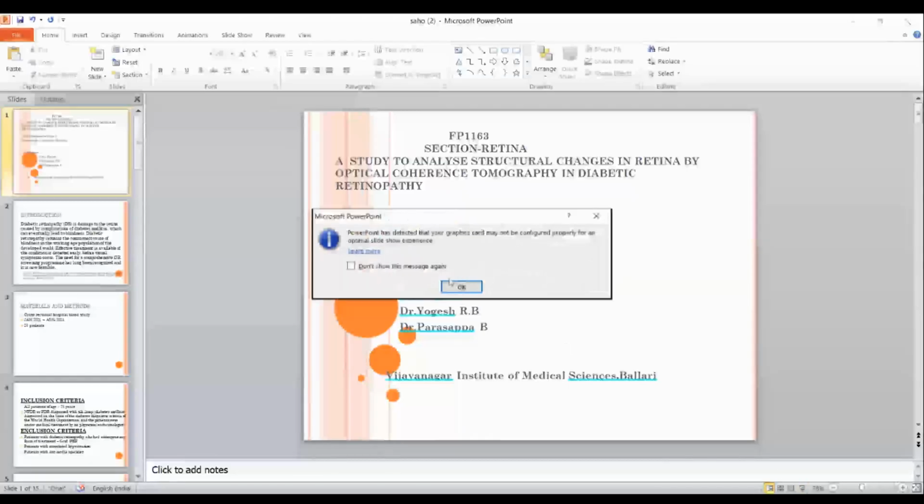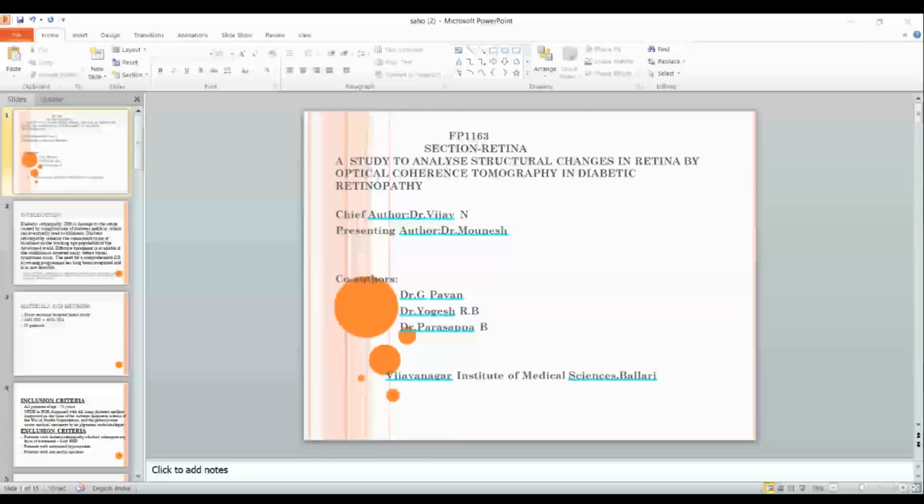So shall I share the screen, sir? Yeah. Sir, am I visible, sir? Yeah, enlarge the slide. Sir, is it completely visible? Yeah, visible, but make it full screen. Yes, sir, I've done it. Okay, but it's not coming. Sir, is it visible? Yeah, it's visible. Continue.